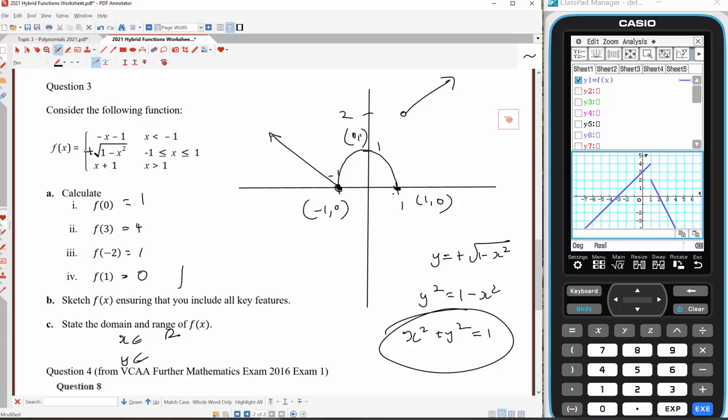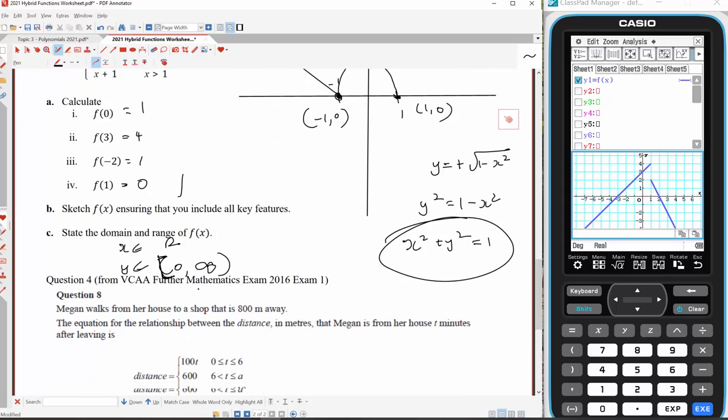Y is an element of... the smallest number is 0, inclusive, so let's square them off. And the y values, I think it's to positive infinity. Okay, because these produce to positive infinity and these produce to positive infinity. So, yeah, positive infinity.